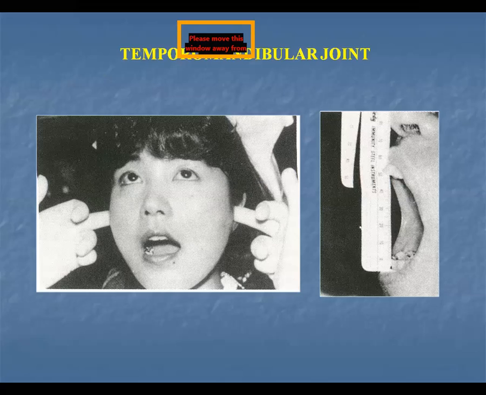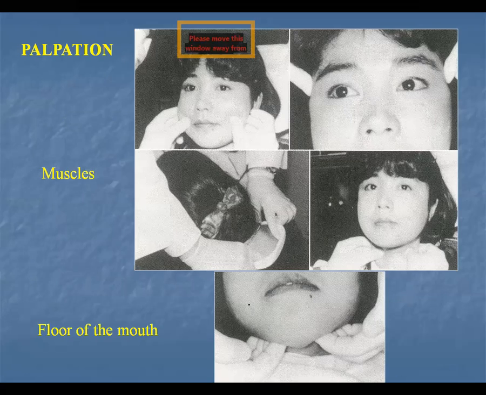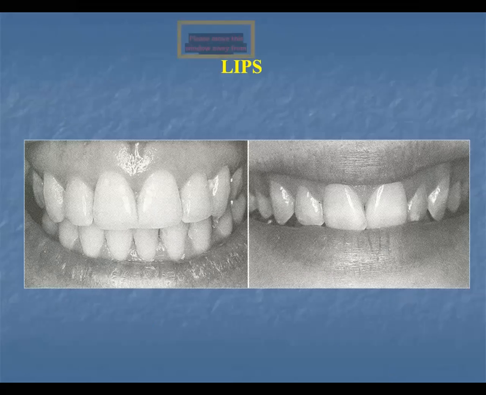Okay. That can be done by various methods. We can check the muscles by palpating them properly. All the muscles of mastication should be palpated. You can see the lips. The competency of the lips should be evaluated. The lip line should be evaluated. The smile line should be evaluated properly.